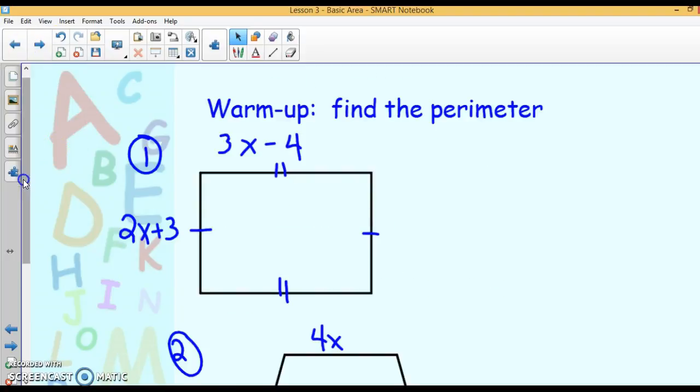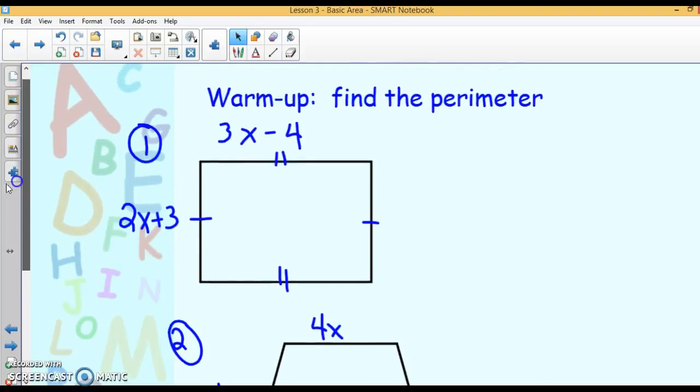I want you to do this problem for a warm-up, and I'll scroll up in a minute. So pause it. Do number 1, find the perimeter.